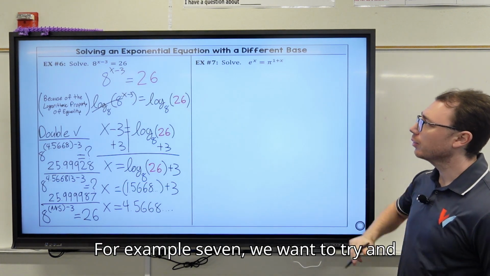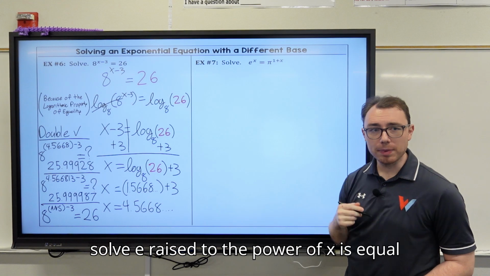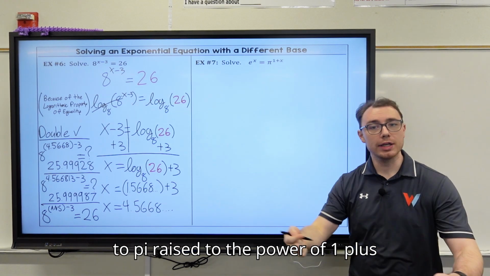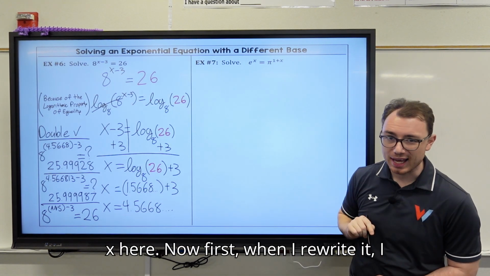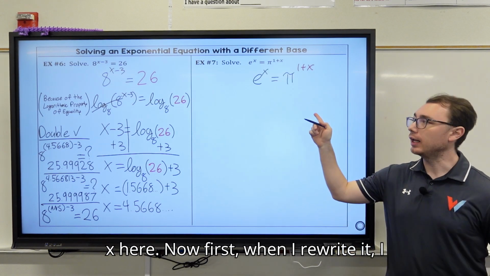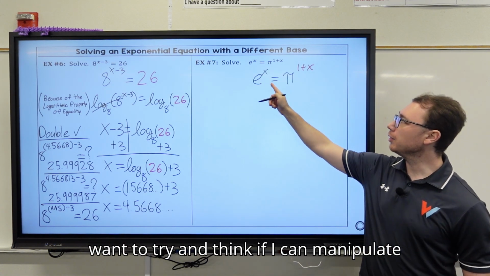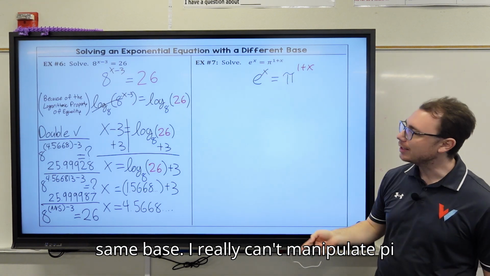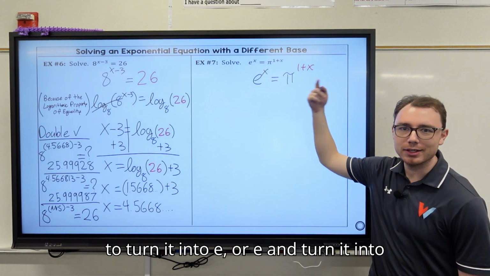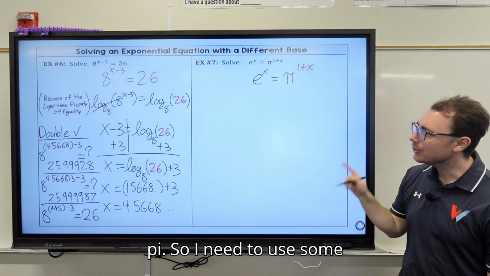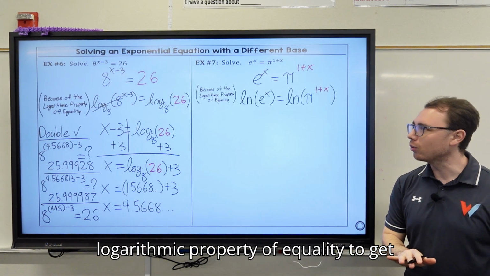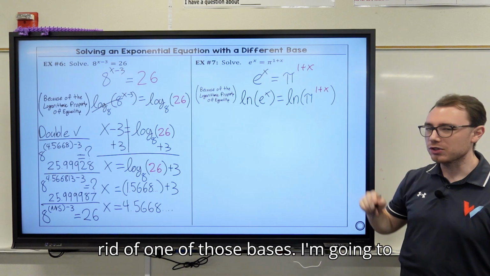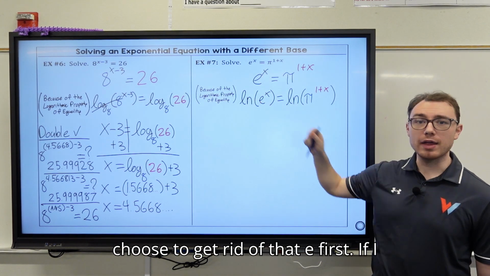For example 7, we want to try and solve e raised to the power of x is equal to pi raised to the power of 1 plus x. First, when I rewrite it, I want to think if I can manipulate these exponential functions to have the same base. I really can't manipulate pi to turn it into e, or e into pi. So I need to use some logarithmic property of equality to get rid of one of those bases. I'm going to choose to get rid of that e first.